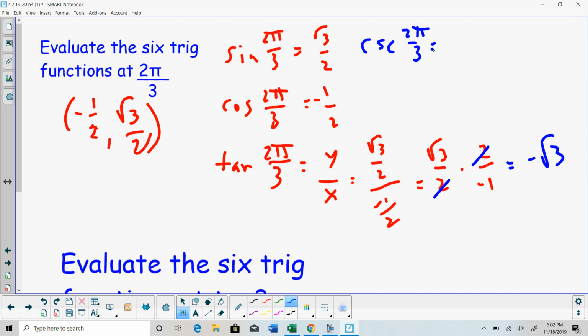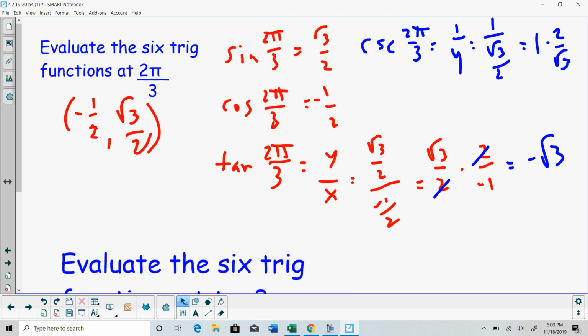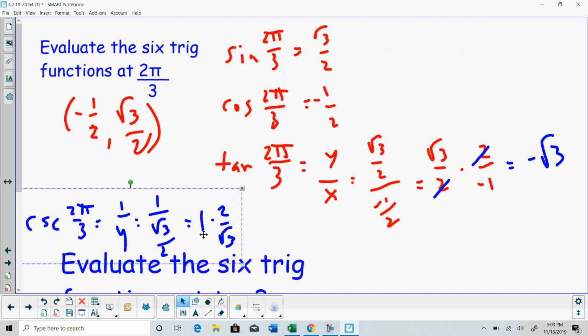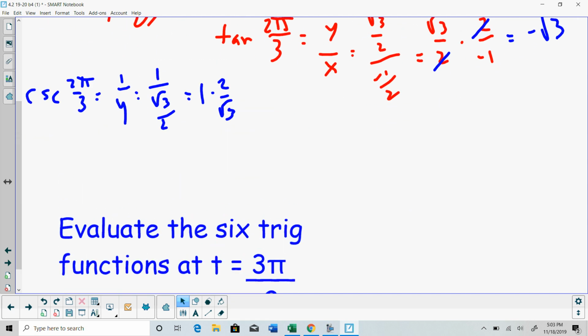Since that's 1 over the y, that's going to be the reciprocal of square root of 3 over 2, or 1 over square root of 3 over 2. And so that's going to be 1 times 2 over square root of 3. I'm not going to leave it as 2 over square root of 3. Let me see if I can drag this whole thing over here and make a little bit more room for myself.